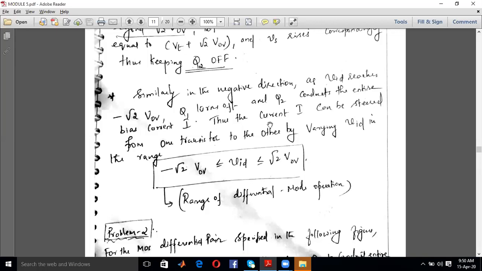So similarly, by setting appropriate values of VID, you will be able to steer the current from one transistor to the other transistor, but be careful that VID should be within this particular range. That range is known as differential mode range. And if you set this VID at its extreme values, like root 2 VOV and minus root 2 VOV, then you will be able to steer the entire current through one transistor, either through Q1 if your input is root 2 VOV, or the entire current will be steered through Q2 if your input VID is minus root 2 VOV. This is known as differential mode of operation.